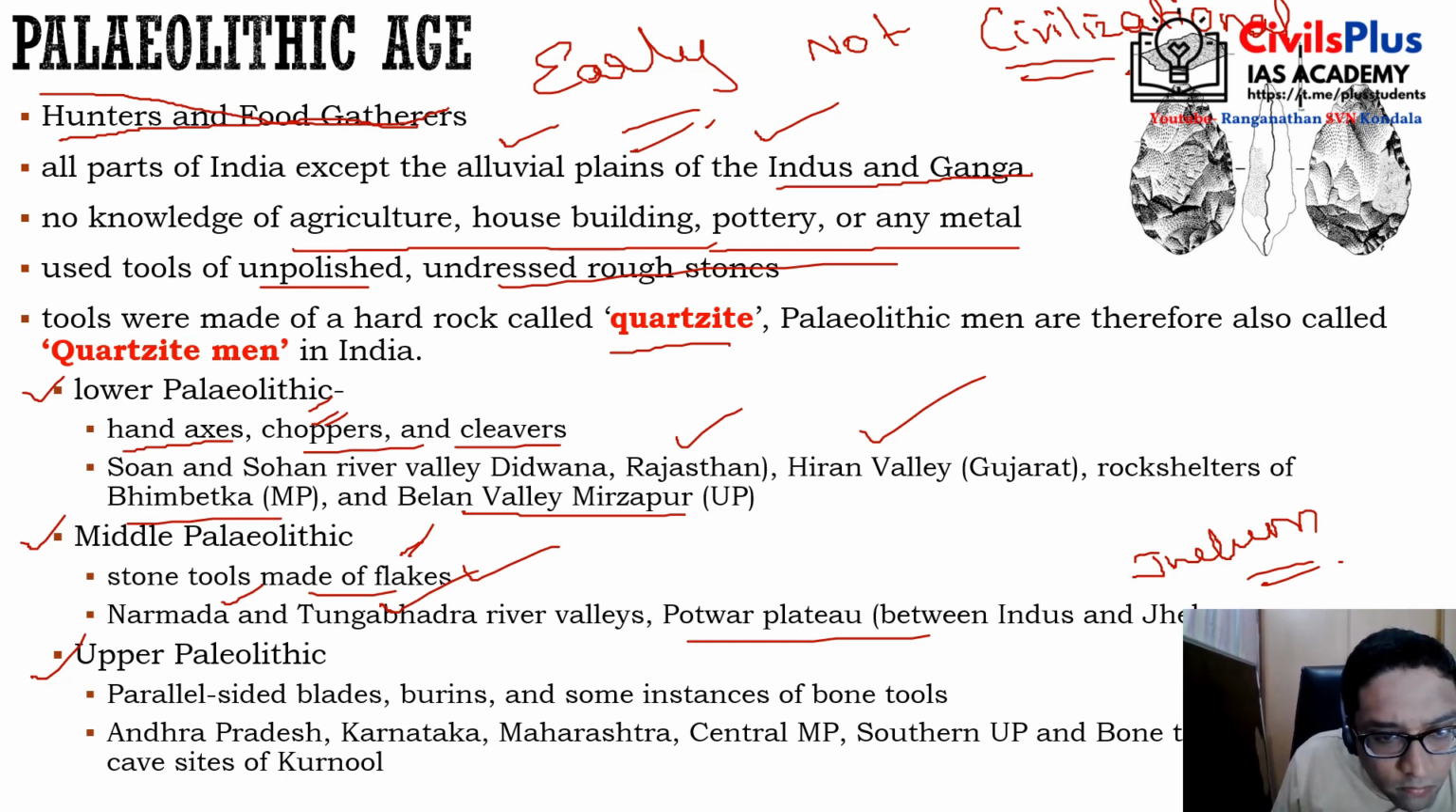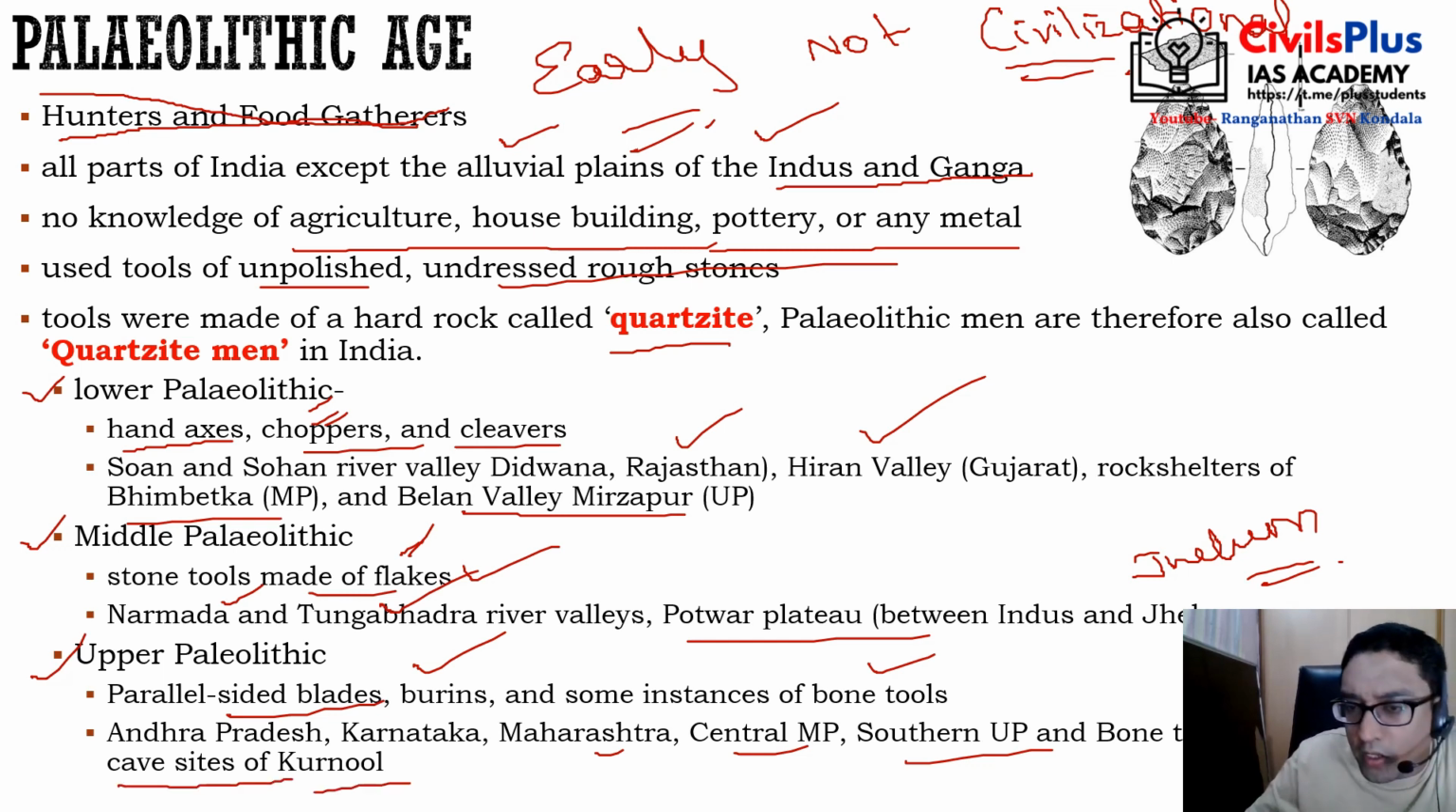Upper Paleolithic has parallel blades, burins, and some kind of bone tools, sharp needle type of tools. These are found in Andhra, Karnataka, Maharashtra, Central Madhya Pradesh, and Southern Uttar Pradesh, and bone tools were found in cave sites of Kurnool. In most of the Kurnool region, we did see some of the bone tools.